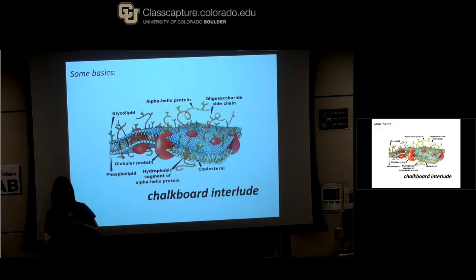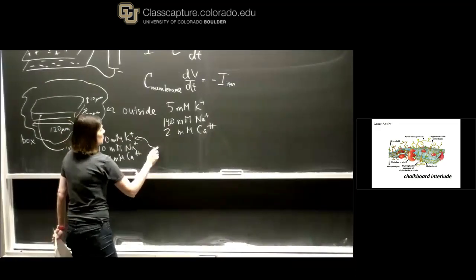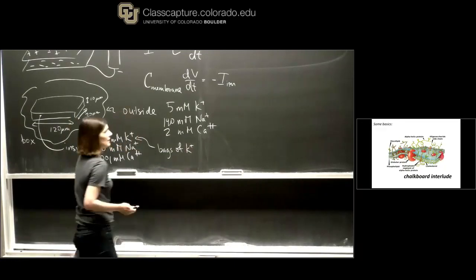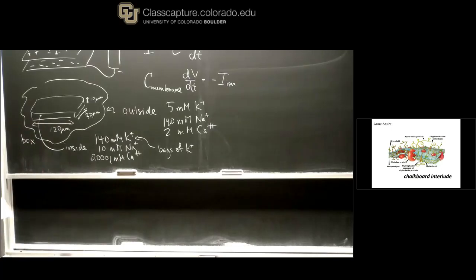They're not just holes. Let me see if I can hook this on a little better. Still good? Okay. They're not just holes, gaping holes. So what you have in neurons is you have bags of potassium sitting in a sea of other ionic species.